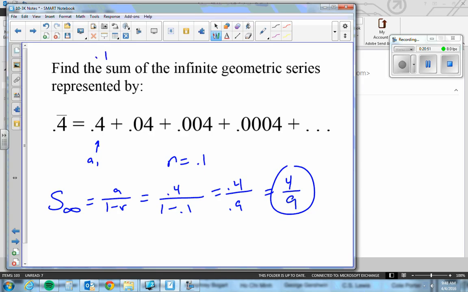A little bit of resistance. Turns out 0.1 repeating equals 1 ninth. So 0.5 repeating is 5 ninths, 0.7 repeating is 7 ninths, and so forth, all right? But this proves it.